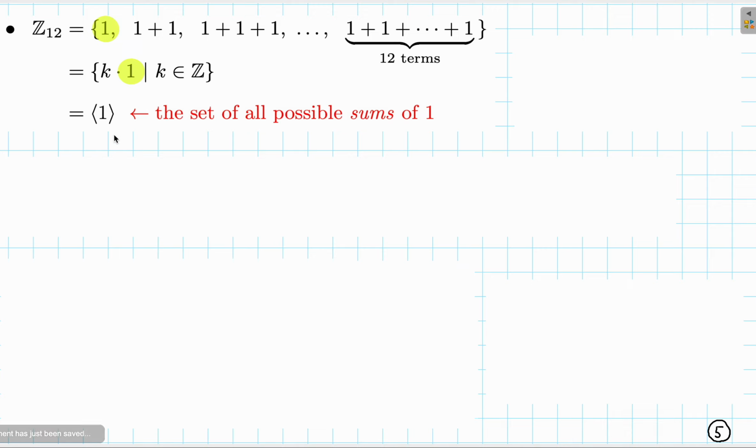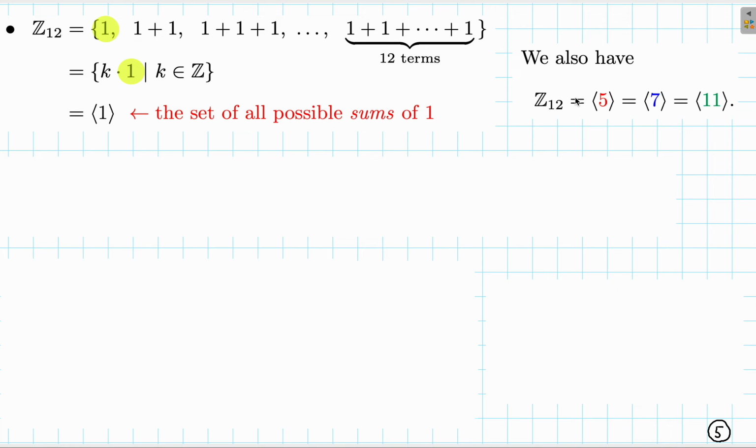Now we could ask the question, does Z12 have any other generator besides 1? And in the classwork, we saw that, in fact, yes, Z12 could also be generated by 5, by taking all the sums of 5, or 7, or 11. So Z12 has 4 generators: 1, 5, 7, and 11.